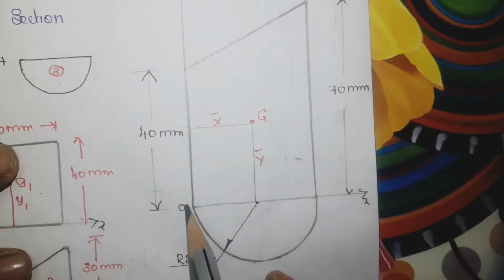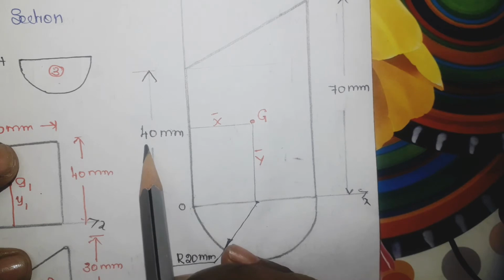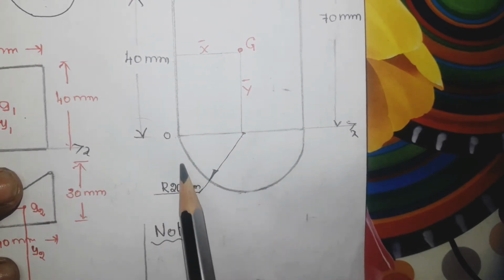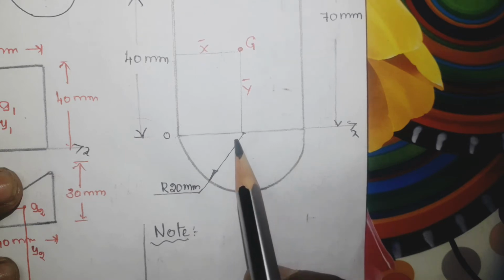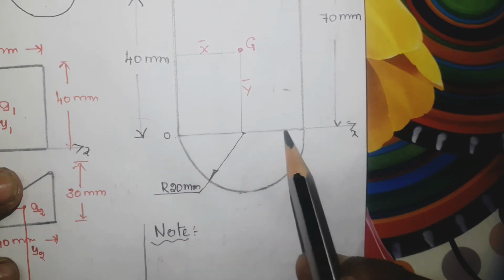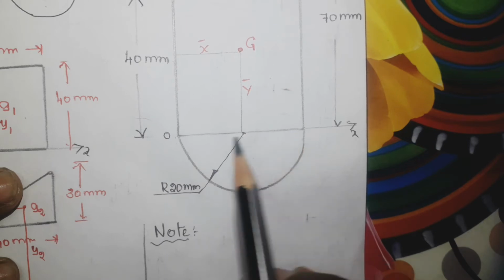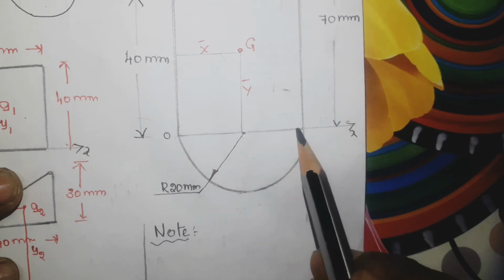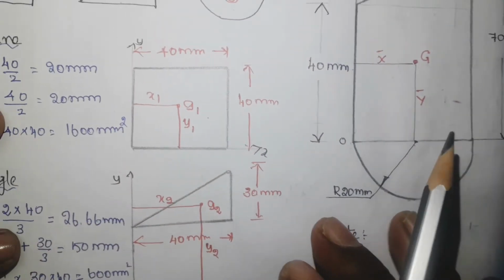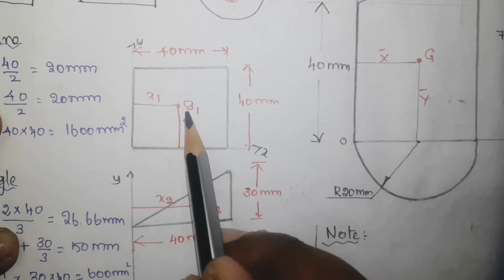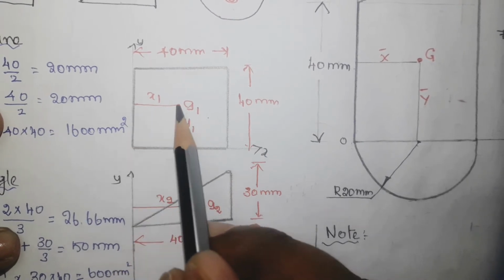This side, okay, the square has 40 mm, and this side you see here a semicircle is attached, and the radius of the semicircle is 20 mm. So the diameter of the semicircle should be 40 mm. Moreover, that is the one side of the square, so this side also will have 40 mm only. Now here 40 mm, here 40 mm. This is the approximate centroid for the square x1 y1.